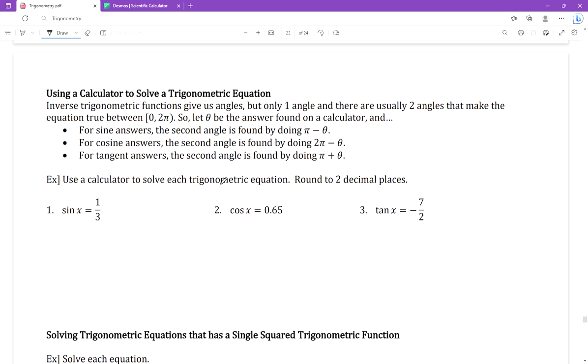Hi everyone, and welcome to our video on using a calculator to solve trigonometric equations. So in these three trig equations, a sine, cosine, and tangent, we have them set equal to values that are not on our quoted unit circle.